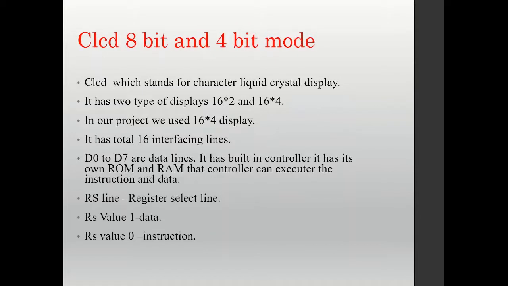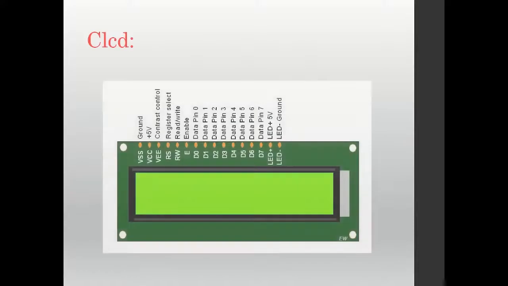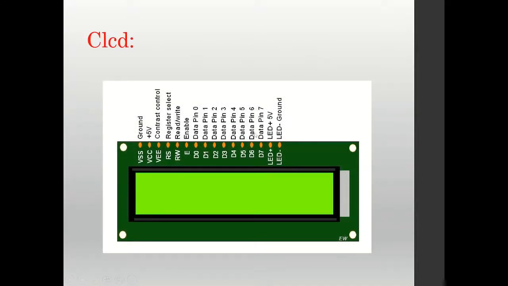Then I have used a CLCD display. CLCD stands for character liquid crystal display. There are two types of CLCD display: one is 16x2 and the other one is 16x4. For our project, we have used the 16x4 display. D0 to D7 are the data lines in this CLCD display. Whenever RW is equal to 1, the characters are read from the CLCD display. Whenever RW is equal to 0, the characters are written on the CLCD display. This slide shows the diagram of the CLCD display.